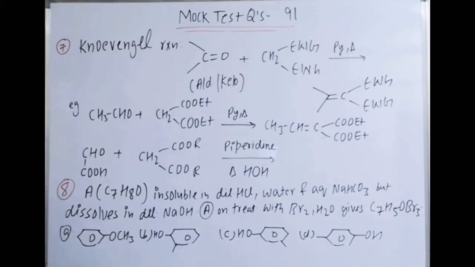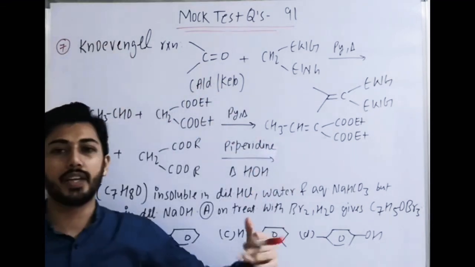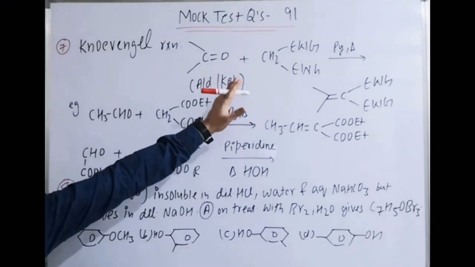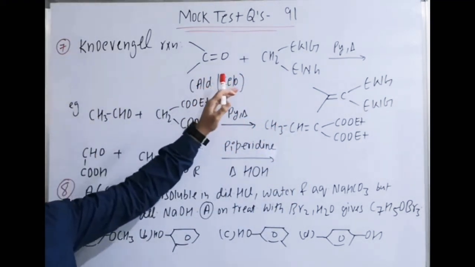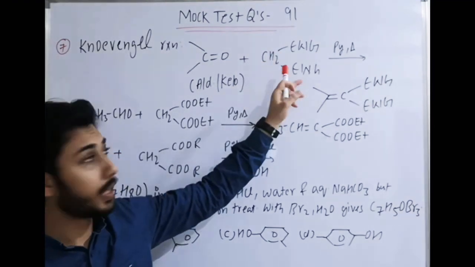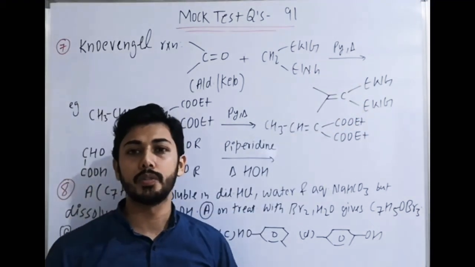Now question number 7 is on the basis of a name reaction. It's the Knoevenagel reaction, or Knovenagel reaction; pronunciation may be both possible. What is that reaction? Firstly, precisely written here: aldehyde or ketone with active methylene groups. Active methylene means here CH2 and an electron withdrawing group, in presence of a nitrogenous base.